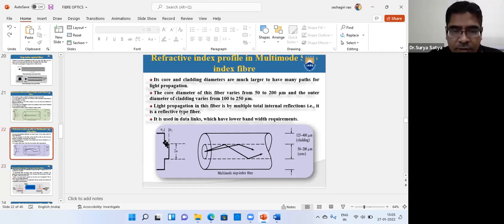So this is what the core is. The core has diameter 2a, approximately 50 to 200 micrometers, and the cladding is around 125 to 400 micrometers. Its core and cladding diameters are much larger to allow many paths for light propagation. The core diameter of this fiber varies from 50 to 200 micrometers, and the outer diameter of the cladding varies from 100 to 250 micrometers. So light propagation in this fiber is by multiple total internal reflection.